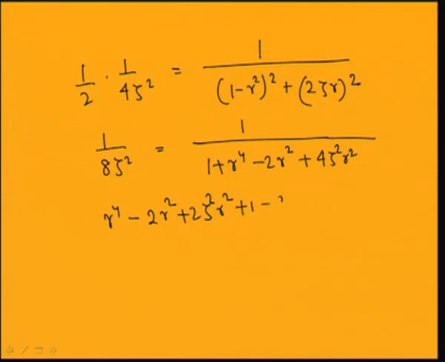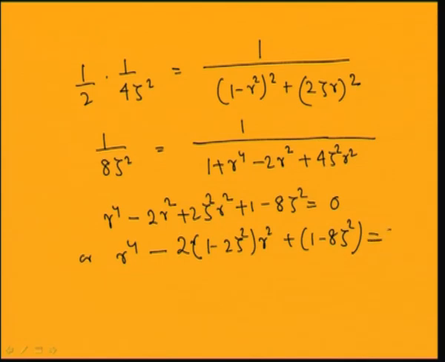plus 1 minus 8 zeta square equal to 0. I can write this equation in this form: r fourth, and I can take minus 2 r square common. So, this becomes r fourth minus 2 times (1 minus 2 zeta square) r square plus (1 minus 8 zeta square) equal to 0. So, this is a quadratic equation in terms of r square. Now I can find the solution for this r square. So, r square will be equal to minus b plus or minus root of b square minus 4ac, by 2a.